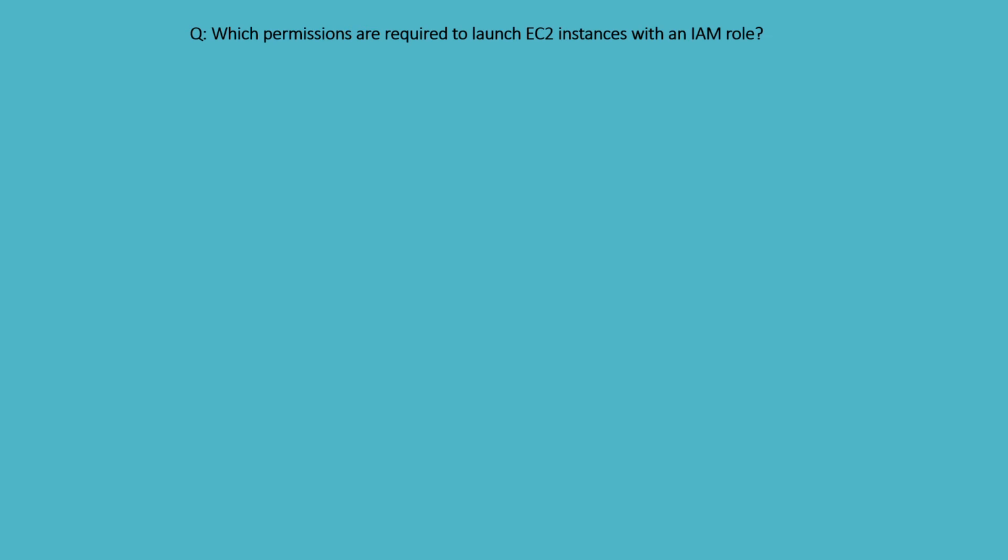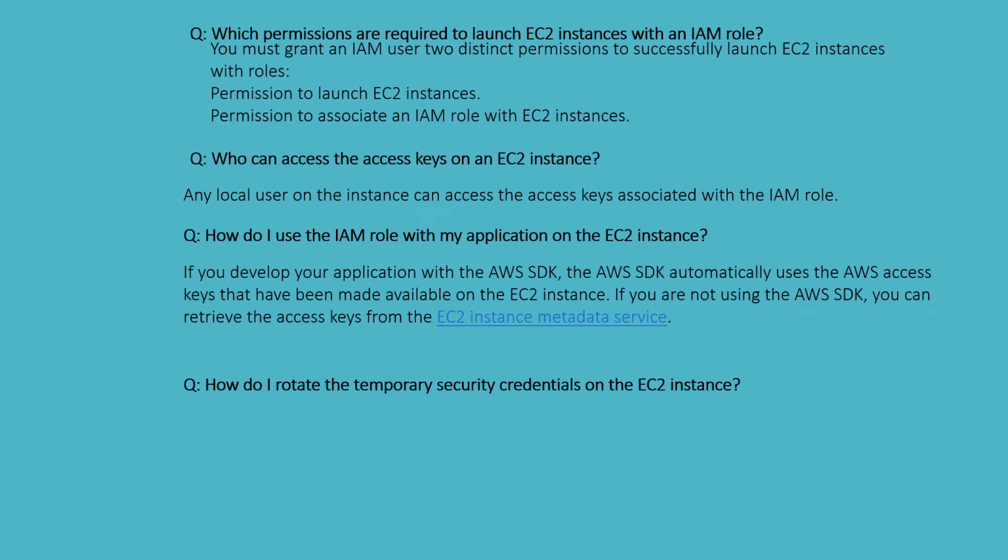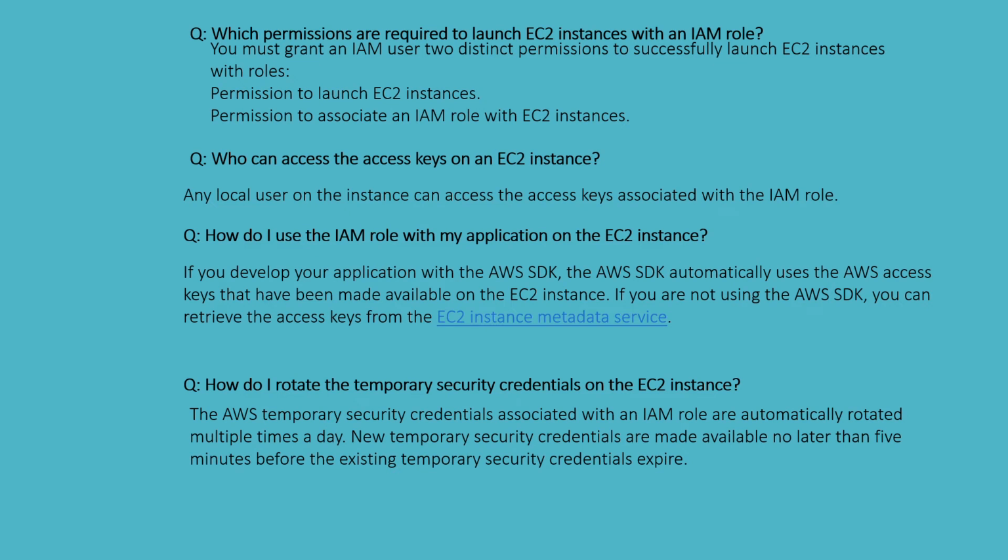Which permissions are required to launch EC2 instances with an IAM role? You must grant the IAM user two distinct permissions to successfully launch EC2 instances with a role. Permission to launch EC2 instances. Permission to associate an IAM role with an EC2 instance.